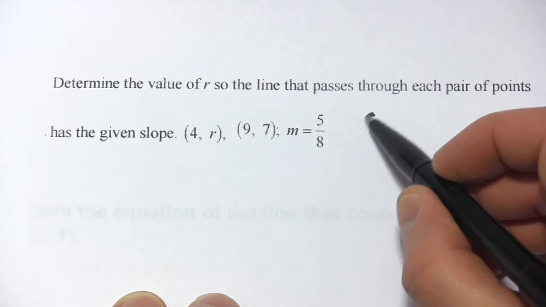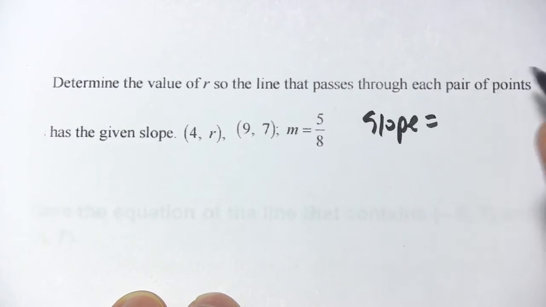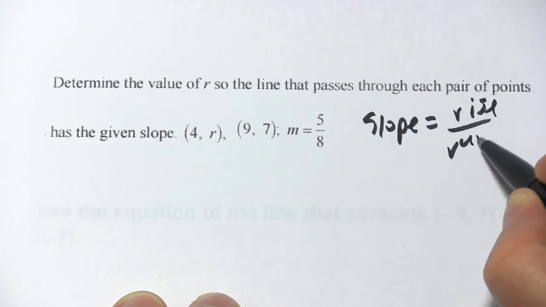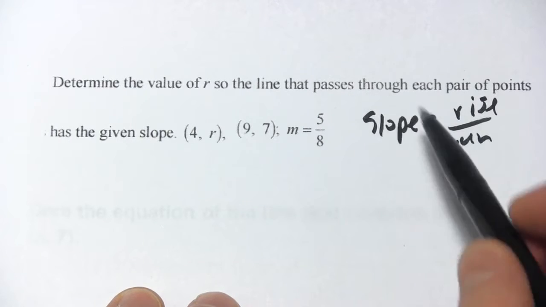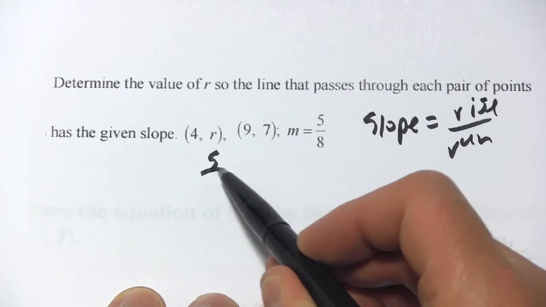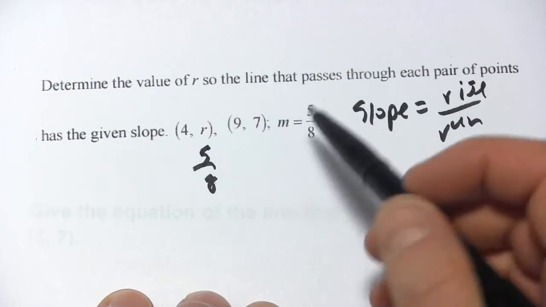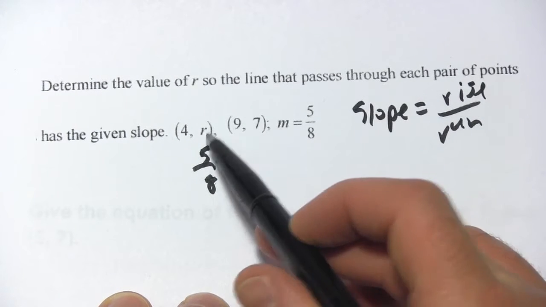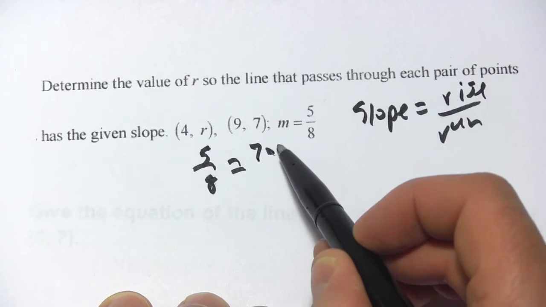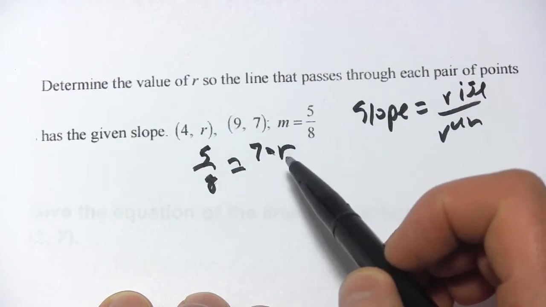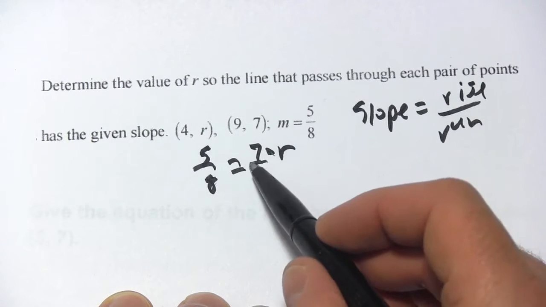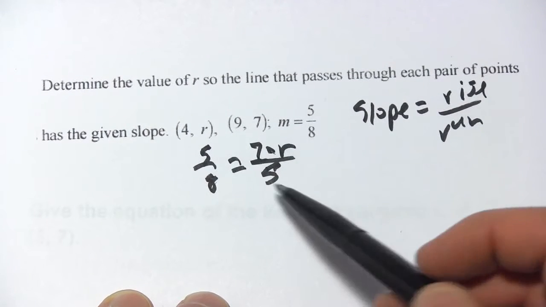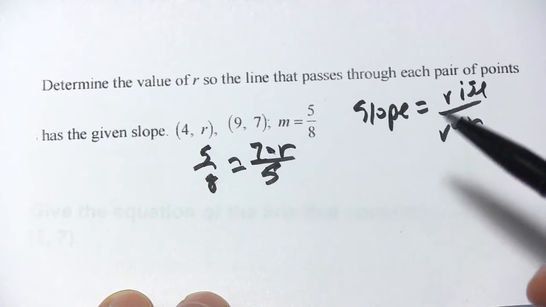What we're going to do is just set this up with the formula that we know. We know that slope equals rise over run. So let's put in as much as we have here. We have the slope, that's 5/8. And rise, well, it's the difference in the y-coordinates, so I can write the rise as 7 minus r. And the run is the difference in the x-coordinates, 9 minus 4. I'm just going to write that as 5. So we have this equation. It's a lot of numbers in one variable, so we should be able to solve this.